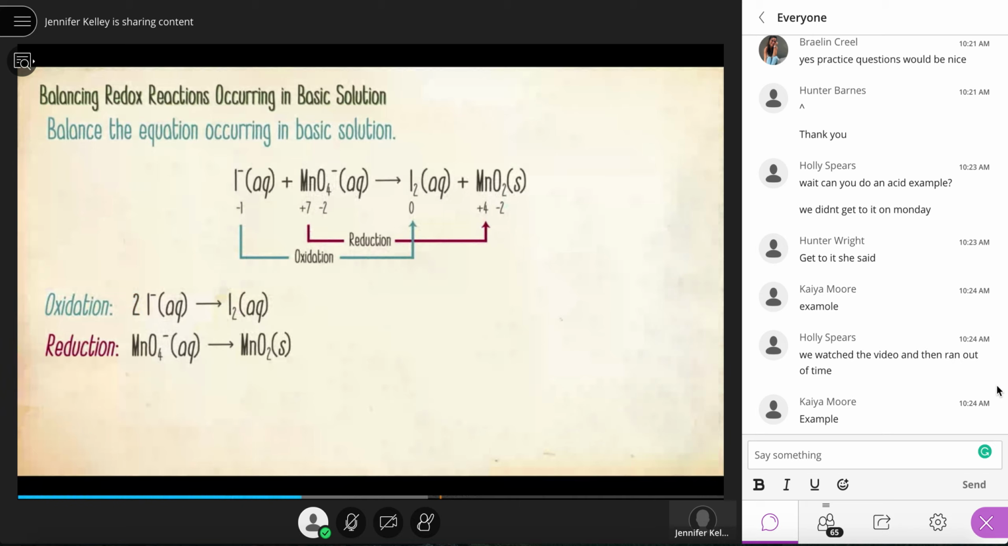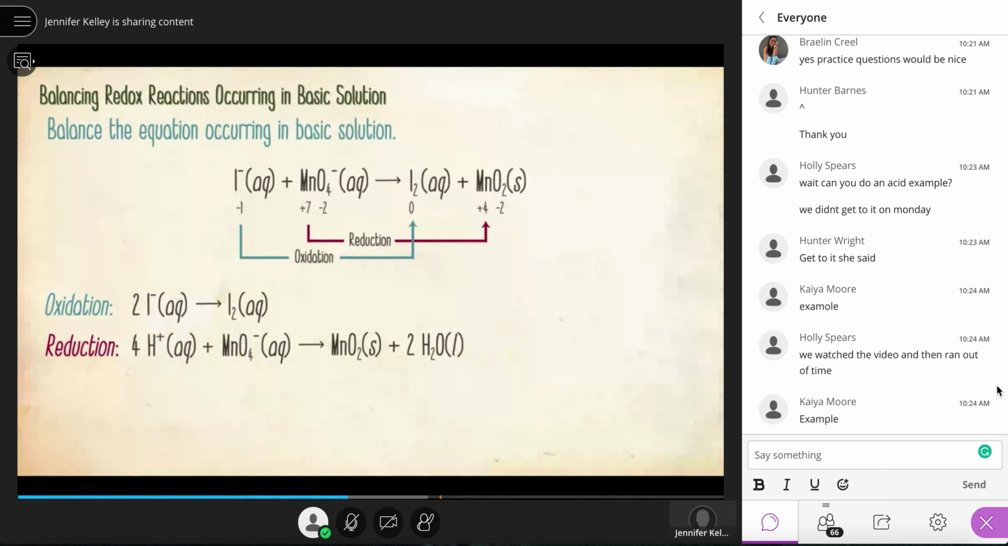The reduction reaction has 4 oxygen on the left side and 2 on the right, so add 2 water to the right. The next step is to balance H by adding H+. The oxidation reaction has no H. The reduction reaction has 4H on the right side, so add 4H+ to the left side.